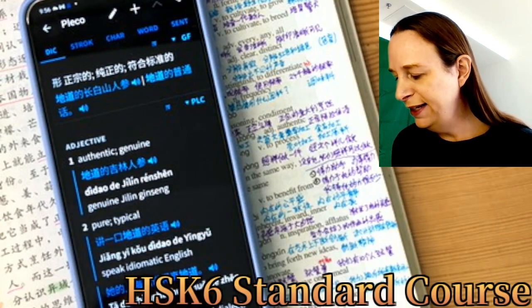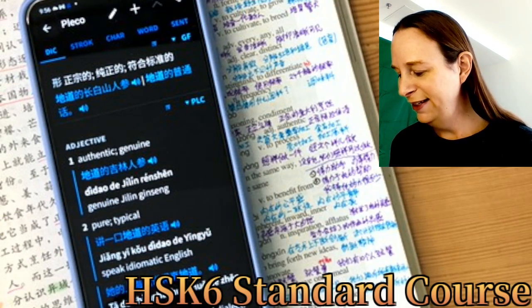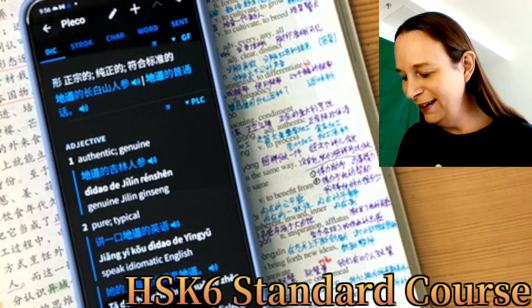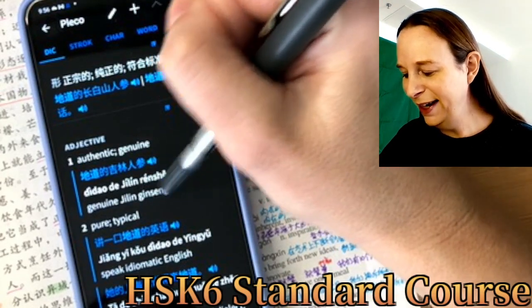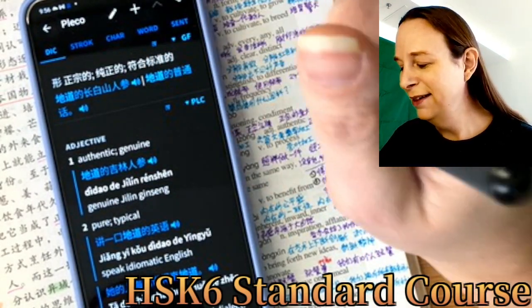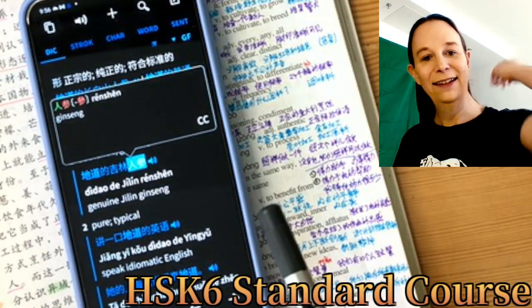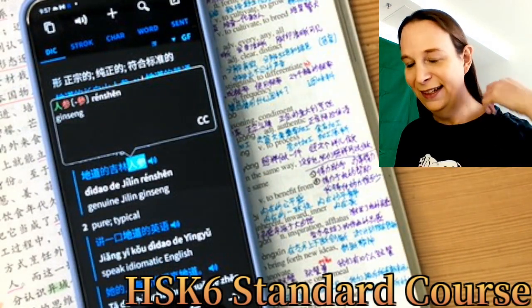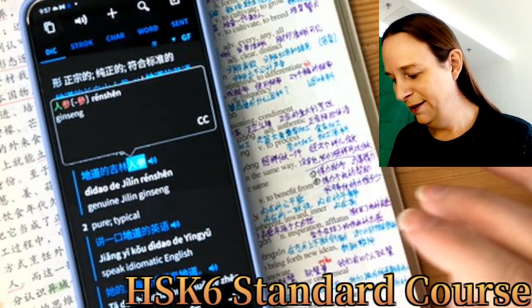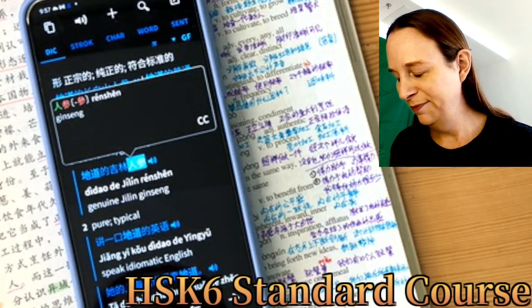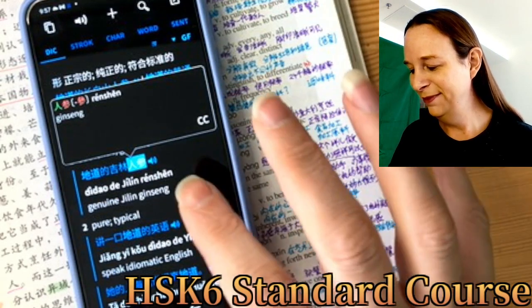地道的吉林人参，authentic 吉林 province，人参，this is ginseng in English, which probably is related to the Chinese word in some way. Yeah, this shen, usually this character is pronounced tan, like tanjia, tanjun, tanyu, or tankao. But here it's shen. Yeah, it's a 多音词.